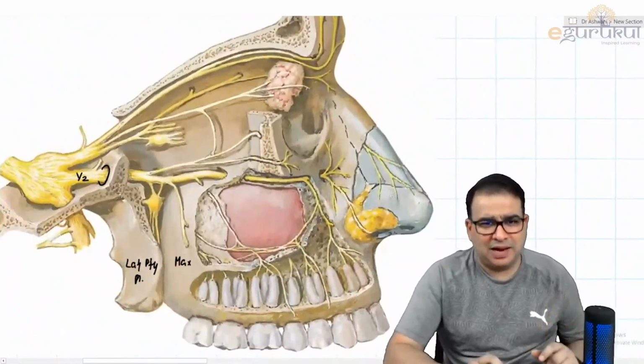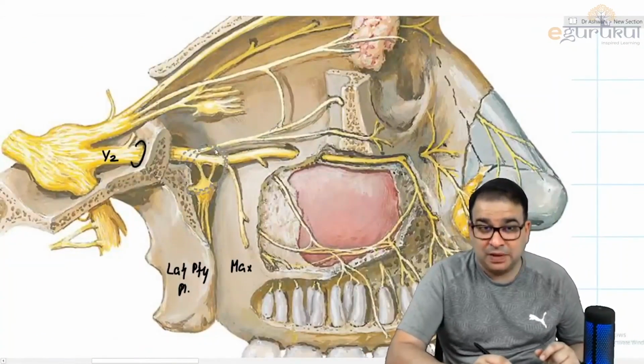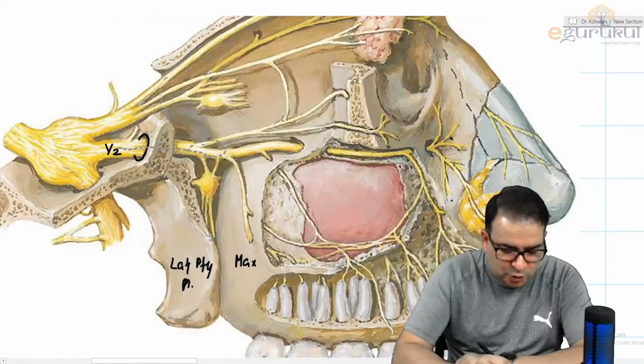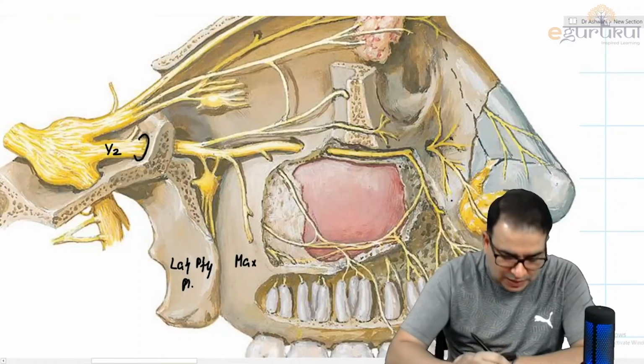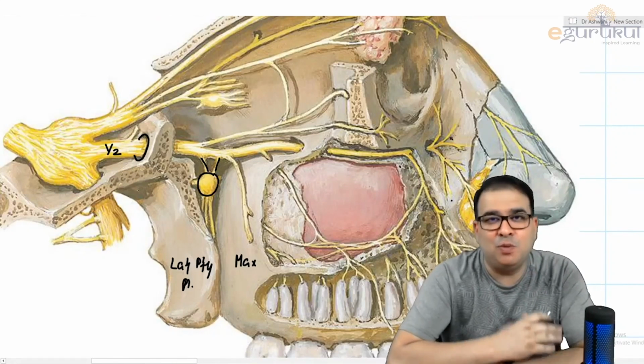चलो कोई बात नहीं, अभी फिलहाल के लिए याद रखते हैं. So that fossa over there is what fossa? That is a pterygopalatine fossa. So beta, maxillary nerve comes into the pterygopalatine fossa, and what you see, pterygopalatine fossa में maxillary nerve is topographically connected to another ganglion here, and that is a pterygopalatine ganglion.